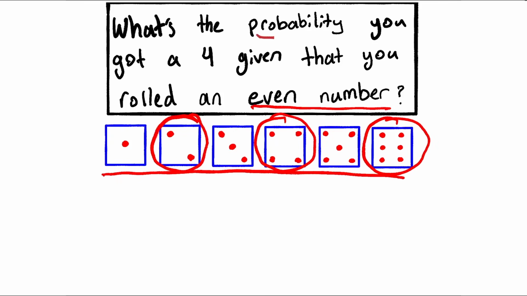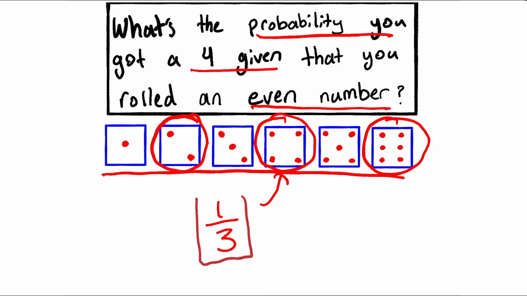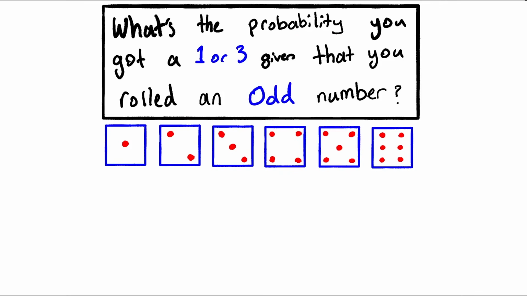Now, what's the probability that you got a 4, given that this is our possible outcomes? Well, since we know all these die rolls are equally likely, this 4 will come up 1/3 of the time. Our answer is 1/3. The probability that we got a 4 given that we started with only even numbers is 1 in 3. So that's the answer. Now let's look at another example.